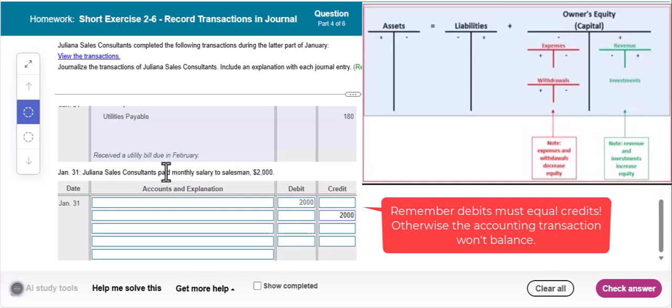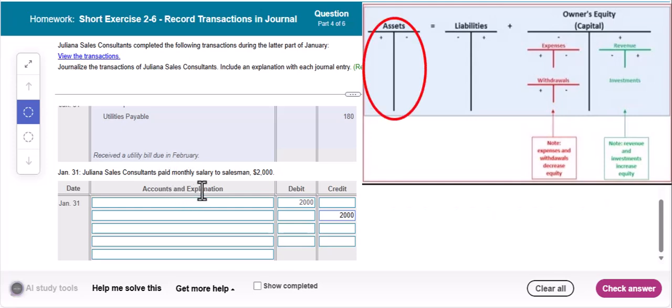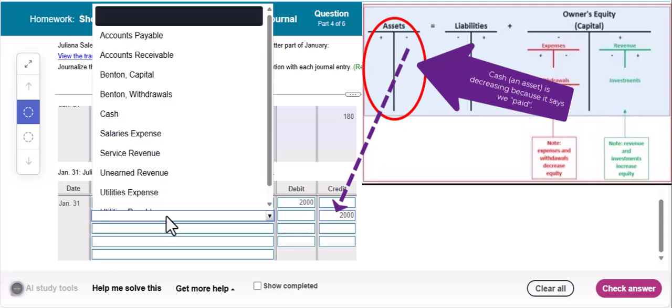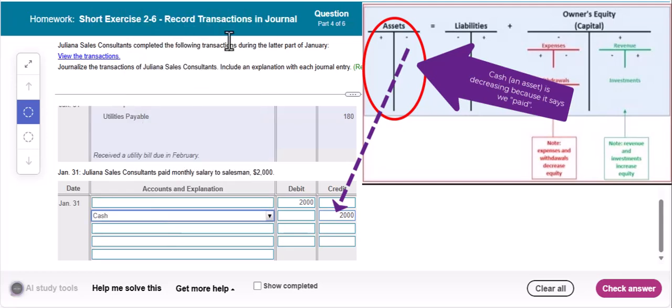And we also know cash is involved because it says we paid monthly salary. So let's talk about cash. Cash is an asset, and since we paid cash, cash is going down. And since cash is an asset, how do assets go down? They go down with a credit, so we know our credit here will be cash. And I can't put cash first because we have to start with our debit first. So cash comes second because we are crediting it on the second line.